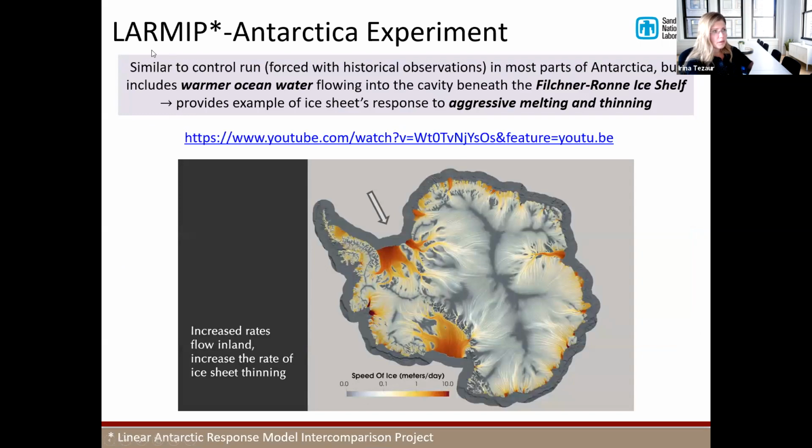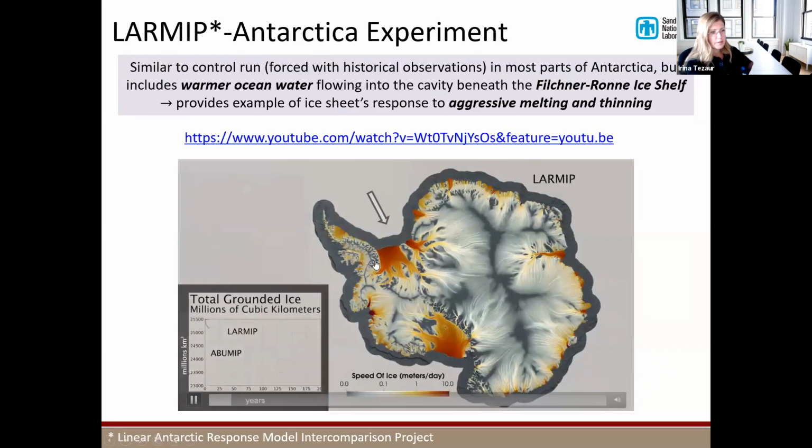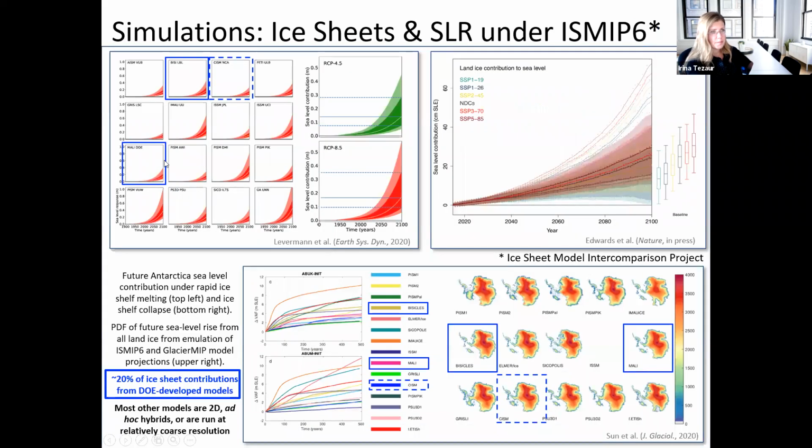There's another experiment called LARMIP. I think I'll skip this, but it's less extreme. You just prescribe warming under one of the ice shelves, the Pine Island ice shelf. There's a really nice annotated video with voiceover on YouTube that describes this whole thing and some additional experiments that were done. So I'll just point you to that in the interest of time.